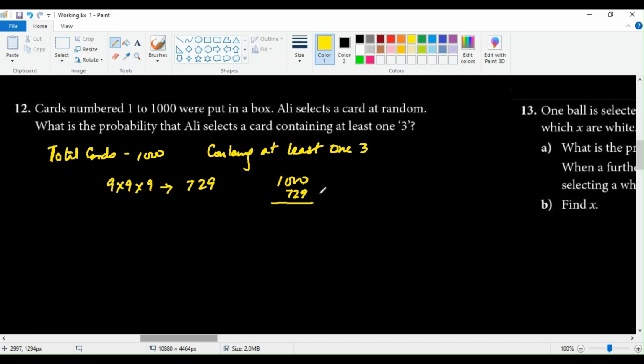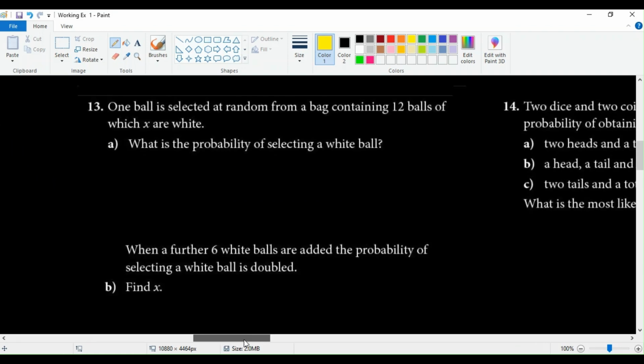So it's going to be 271 possibilities out of 1000. Since this cannot be further simplified, this is going to be your answer. Moving on to question number 13.